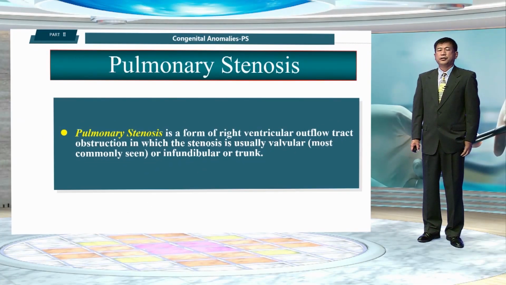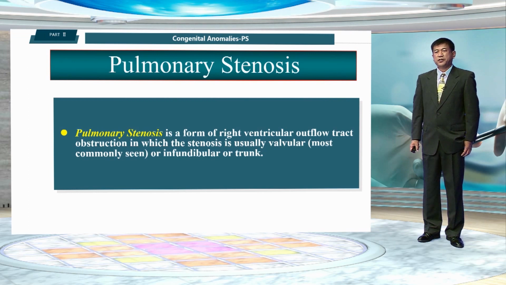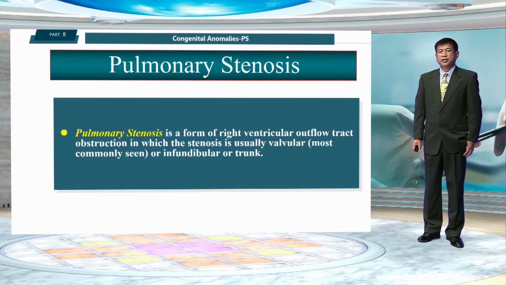And this slide shows another disorder. It's called pulmonary stenosis. Pulmonary stenosis is a form of right ventricular outflow tract obstruction in which the stenosis is usually valvular, which is most commonly seen, or infundibular, or of the trunk.